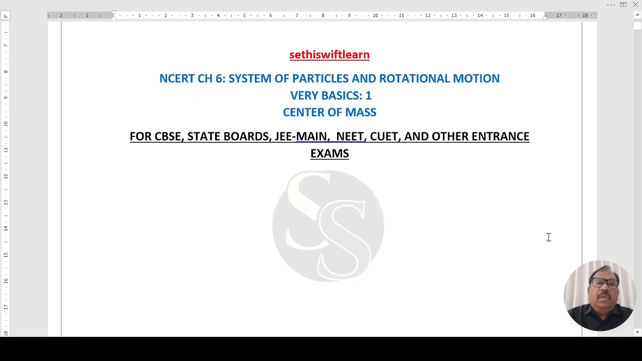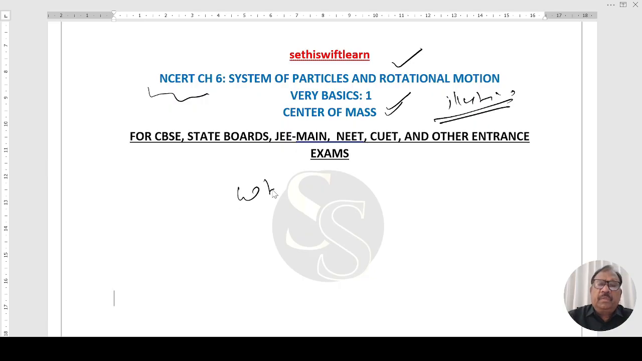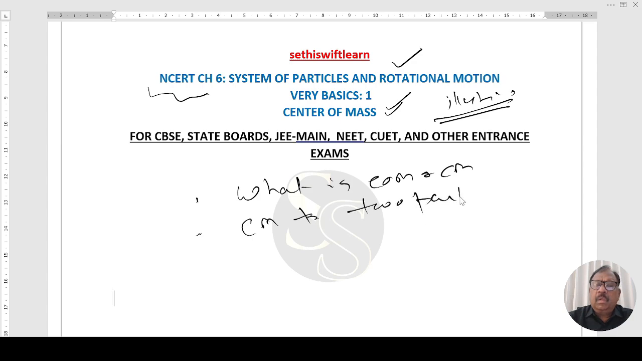Hello students, in today's session of NCERT chapter 6, that is system of particles and rotational motion, very basics on center of mass will be cleared through illustrations. In this session we are going to discuss what is center of mass, center of mass for two particle system, center of mass for n particle system.